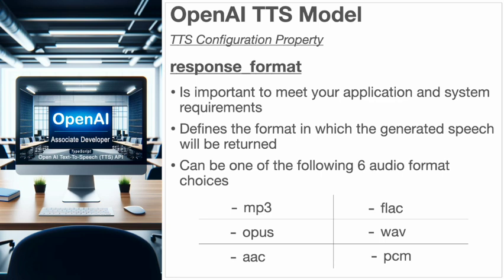For the response format, OpenAI offers 6 options, with the more common options being MP3 and WAV. But again, the format you choose will depend on your application's requirements and how you plan to use the generated audio. And finally is the speed property.